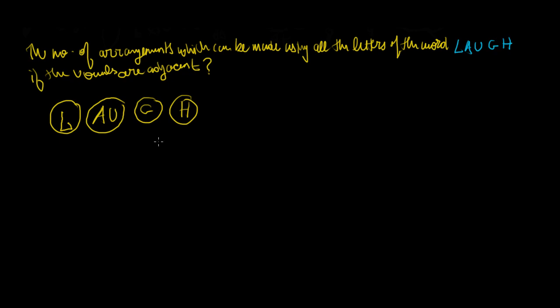Okay, so the modified question is: how many ways can you arrange these four objects, and these are distinct objects, right? So I believe you know some basic PNC, or permutations and combinations. So this will come out to be 4 factorial, right? You have four objects. I'll just give you why that is the case.